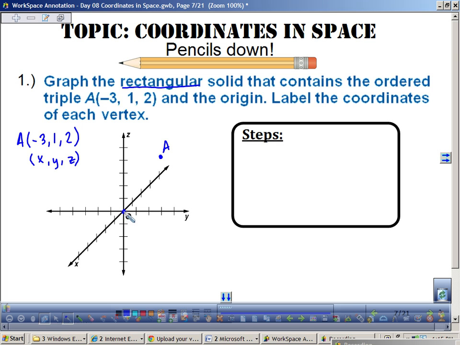So which one do you want to envision first? Do you want to envision how tall it is? Do you want to envision how wide it is? Or how deep it is? Doesn't really matter. How wide it is. Okay, so which one of these represents how wide my figure is? The Y. The Y. So the Y says it's 1 wide. So it's 1 wide. Okay? Which one do you want to do next? Height. Height? How high is it? 2. So it's up 2.